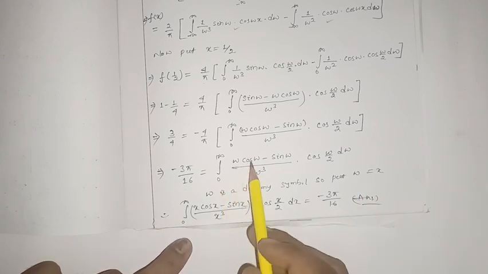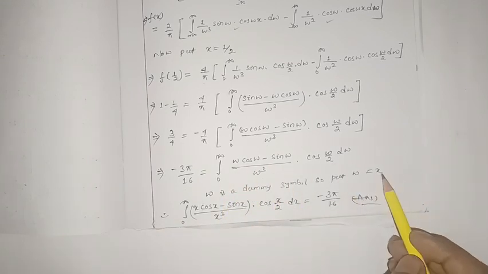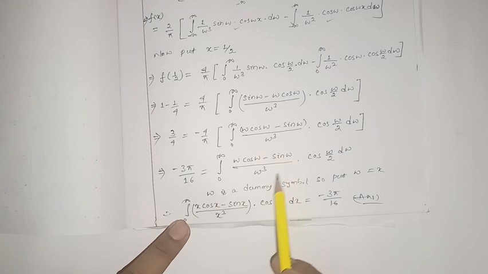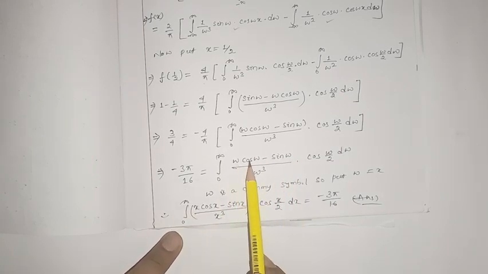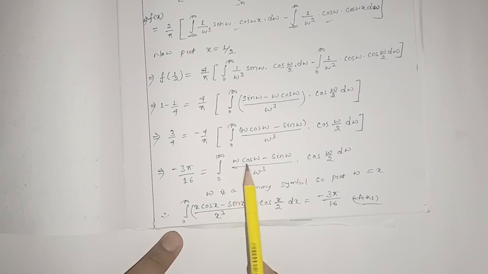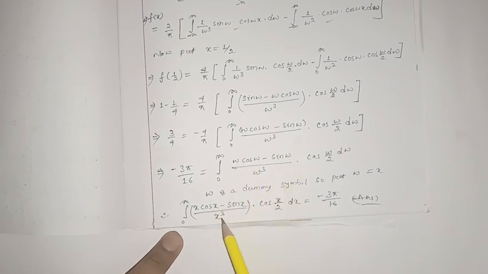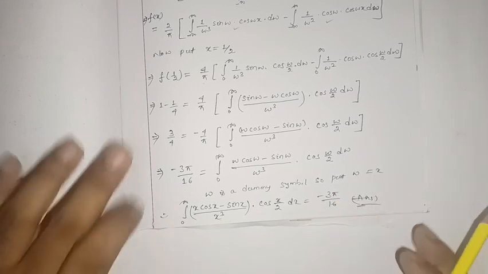So here omega is a dummy symbol, can be changed to x. If it is so, then this integral will be written as 0 to infinity, instead of omega we have to put x, x cos x minus sin x by x cube into cos x by 2 dx will be equal to minus 3 pi by 16. Okay, 3 pi by 16, that is your answer.